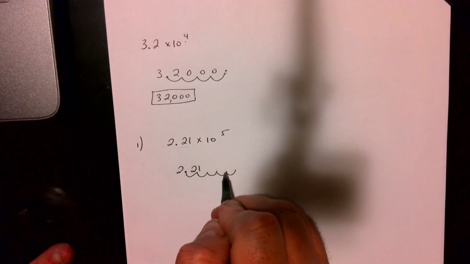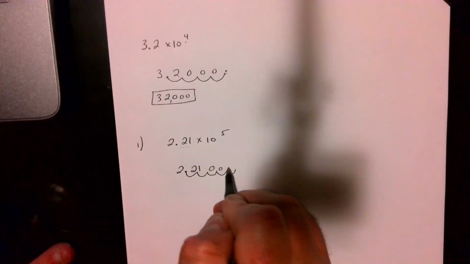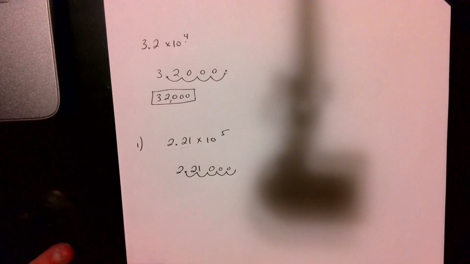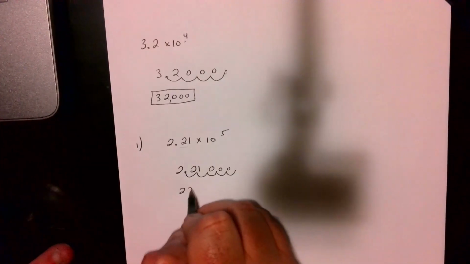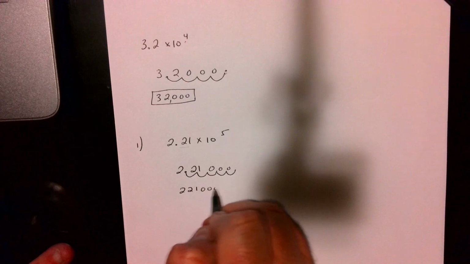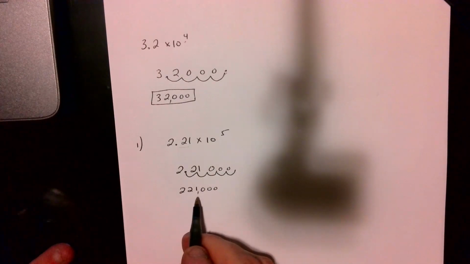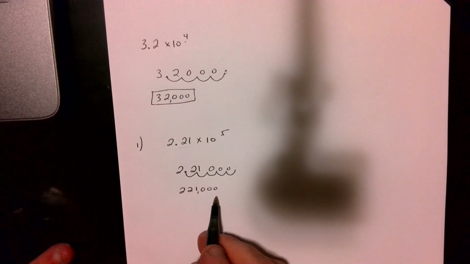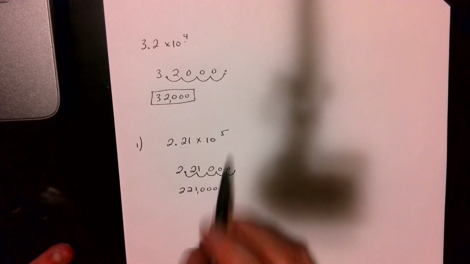And then what do you got to fill in those holes? Zeros. Okay, so then write your final answer, 221,000. I gotta keep the zeros in there because they matter.